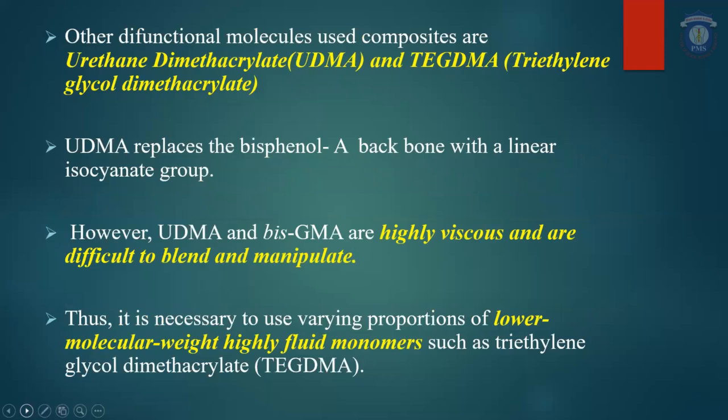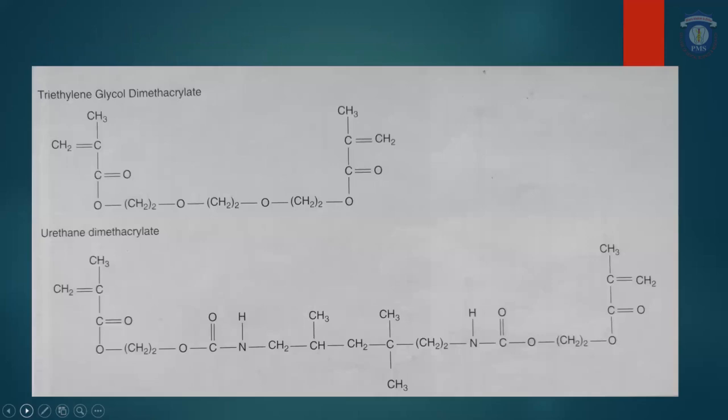Now, like bis-GMA, we also have UDMA, or urethane dimethacrylate, and also TEGDMA, that is triethylene glycol dimethacrylate. UDMA replaces the bisphenol A backbone with a linear isocyanate group. The structures of bis-GMA and UDMA are almost similar, as you can see in this slide. The structure of UDMA is also a large complex molecule, and at the two ends you can see the two methacrylate groups. The bisphenol A backbone is replaced by a linear isocyanate group.